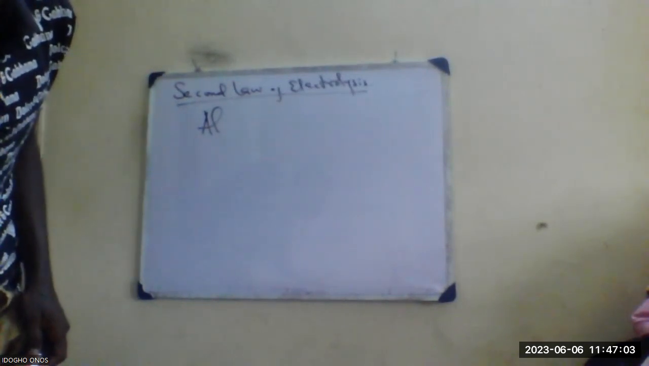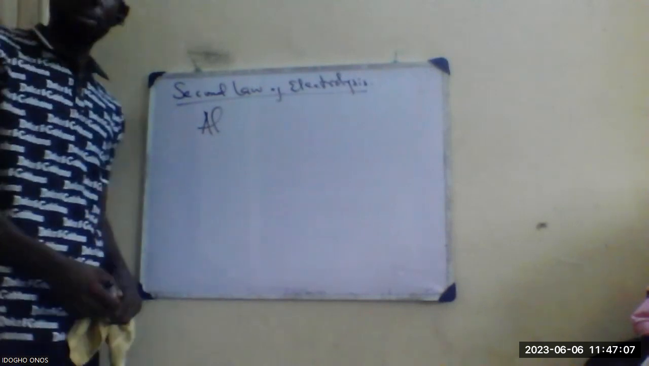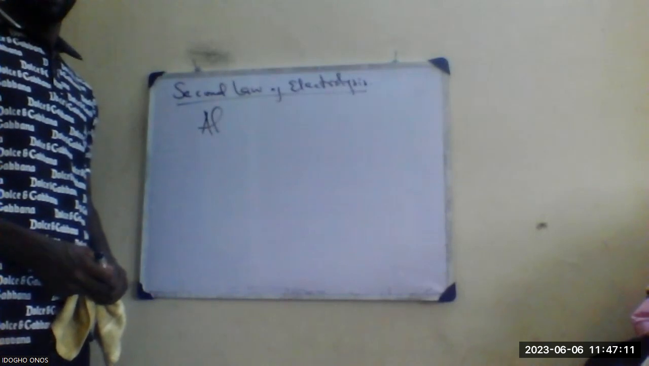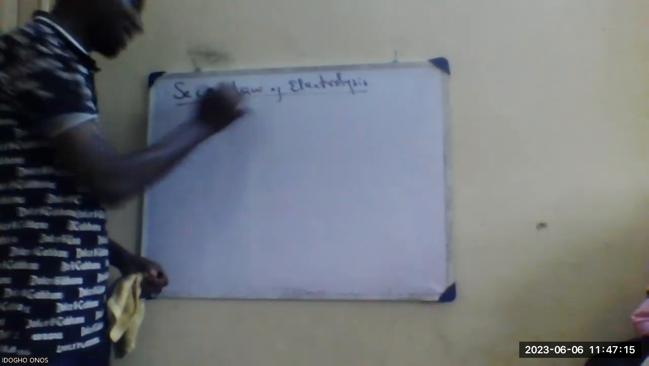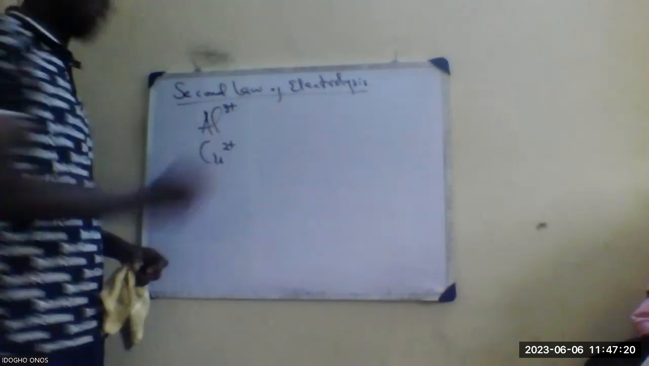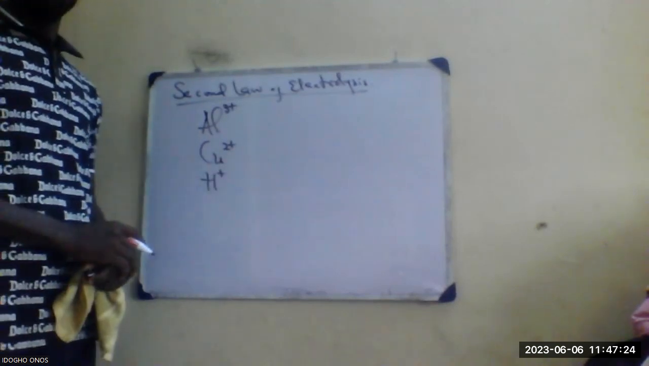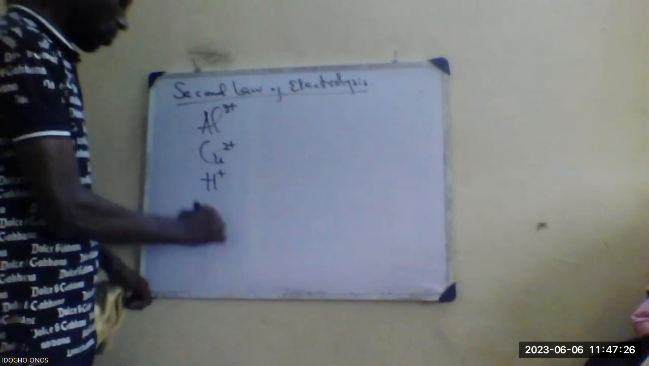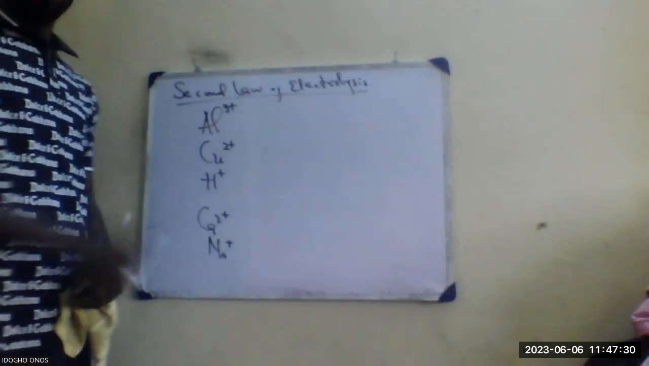Can you help me, sir? Yes, I can hear you. What is the charge on aluminium? Aluminium has 2 plus, am I correct? No, aluminium is 3 plus, sir. Okay, 3 plus. It is copper that has 2 plus. Hydrogen, 1 plus. Calcium, 2 plus. Sodium, 1 plus.